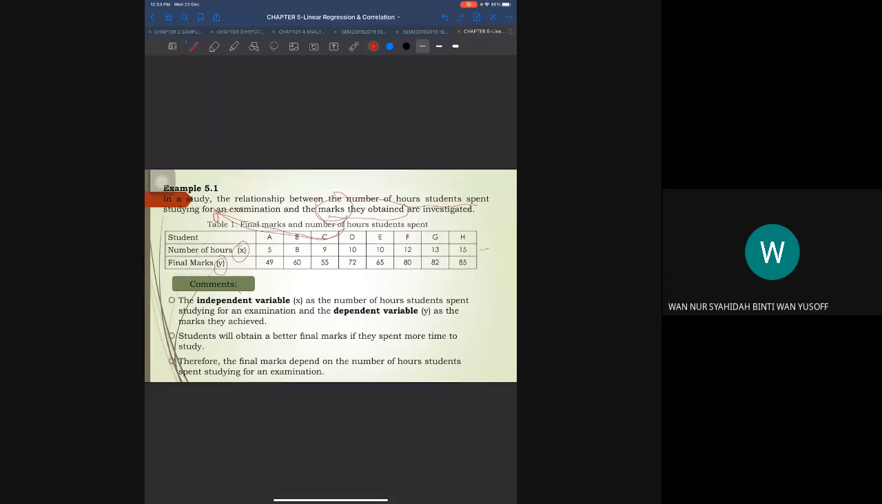Students will obtain a better final mark if they spend more time to study. What we write here is based on the data. If we see this data, we can see that Y increases when X increases. Y also increases. That's why we can say students will obtain a better final mark if they spend more time to study.